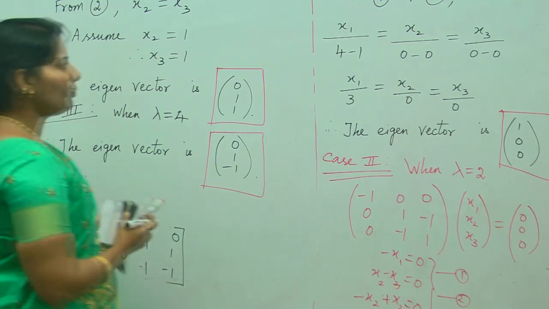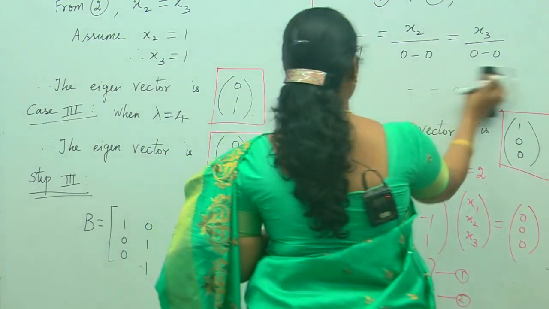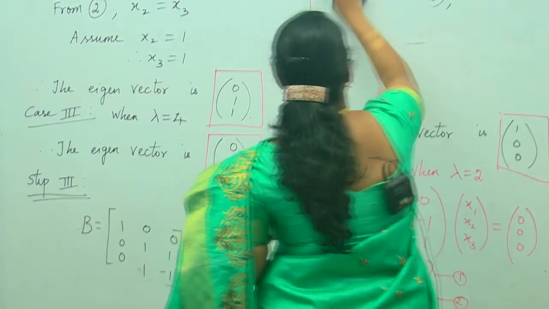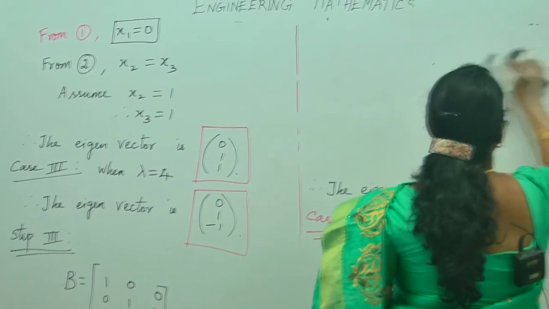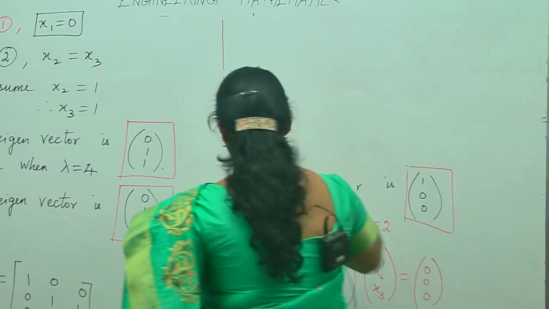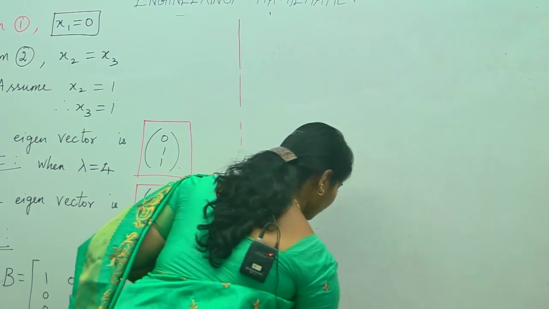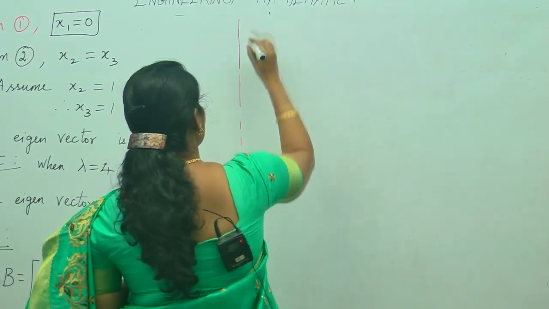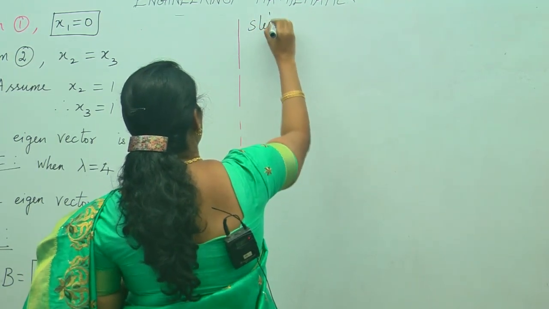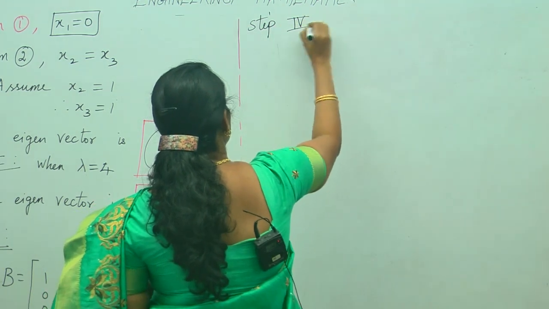What is step 4? Find the B inverse. Step 4, find B inverse.